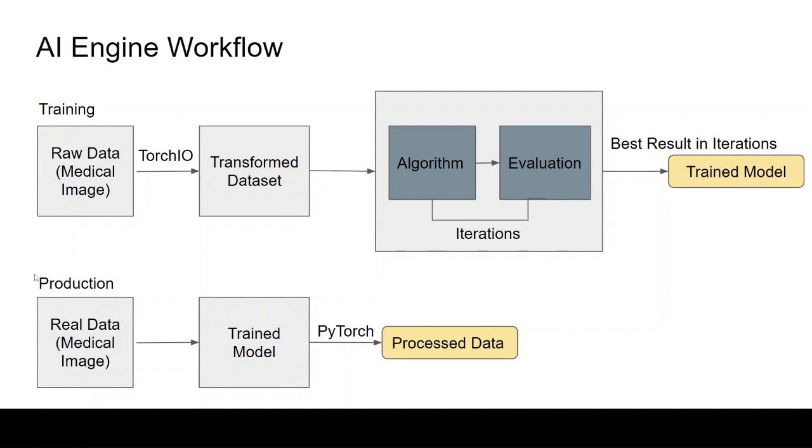in production. So in production, some real medical data that might be blurry or have some random motions in it, we will pass it through our trained model, which is powered by PyTorch to process the data so it's clearer.